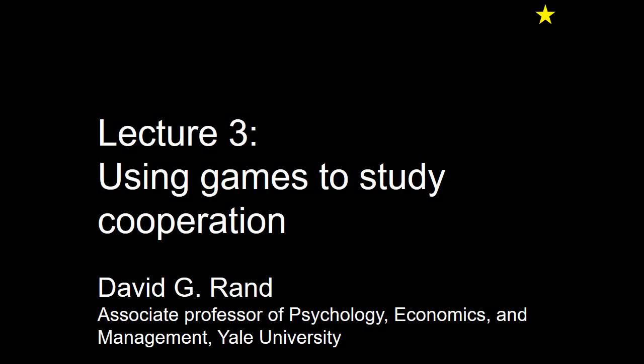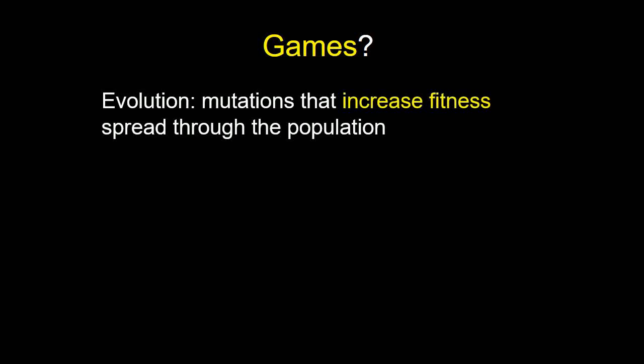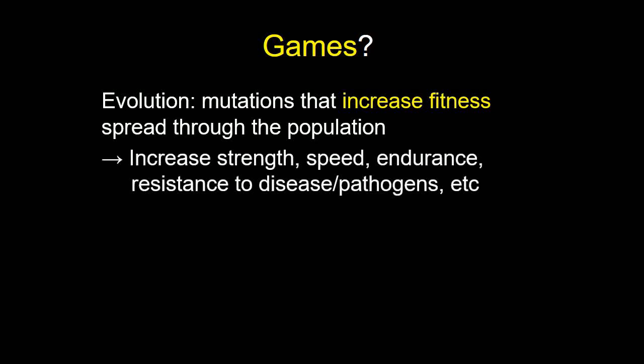Okay, so what are games, and why do we need games? When one usually talks about evolution, the basic idea is that mutations that lead to higher fitness spread through the population. It could be mutations that make you stronger or faster, or give you better endurance, whatever. These are things that are just across the board better. It's good to be stronger or faster, and therefore those genes have a fitness advantage and they spread.